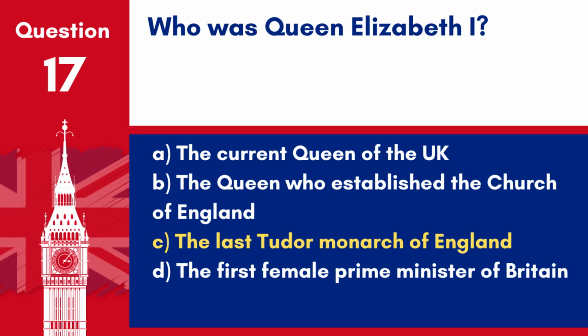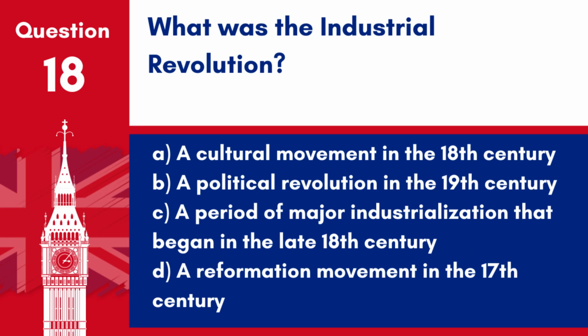Answer: C. The last Tudor monarch of England. Queen Elizabeth I reigned from 1558 to 1603 and is known for her strong leadership during a time of great cultural expansion and naval victory. Question 18. What was the Industrial Revolution?